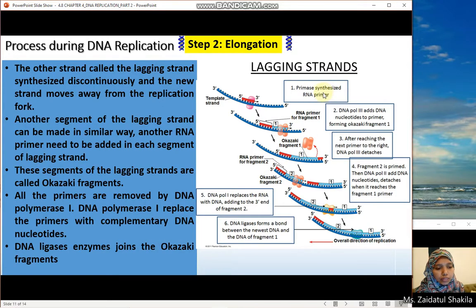Here is the formation of the lagging strand, whereby primase synthesizes a primer, and then DNA polymerase 3 adds DNA nucleotides to the primer, forming Okazaki fragment 1. Until it finishes, another primer will be added, and then another DNA polymerase 3 adds new nucleotides at the new segment, forming another Okazaki fragment. All Okazaki fragments will be joined together to form a continuous strand by DNA ligase.